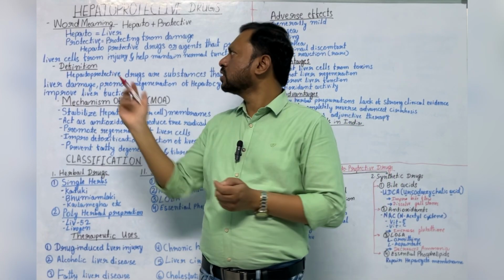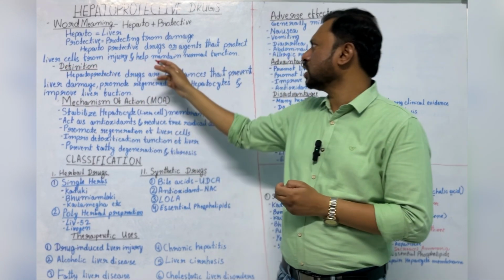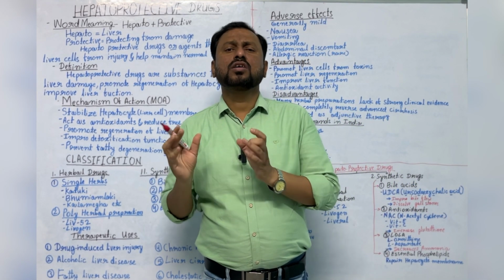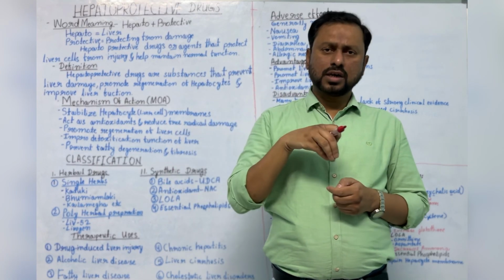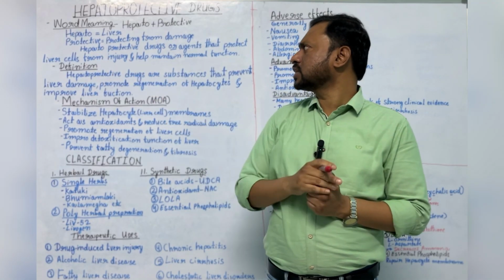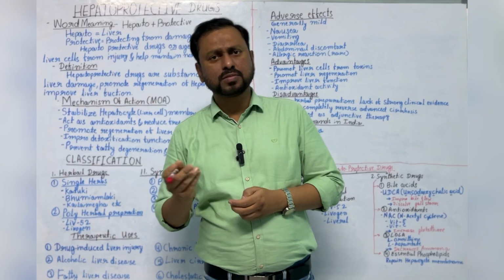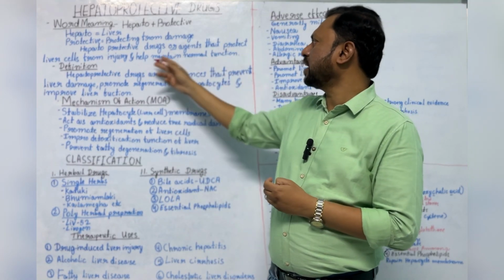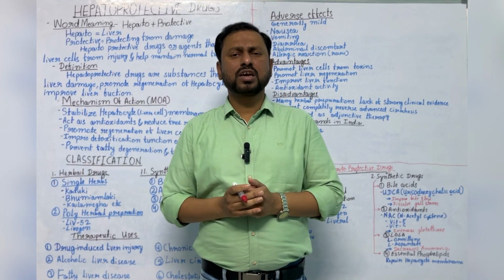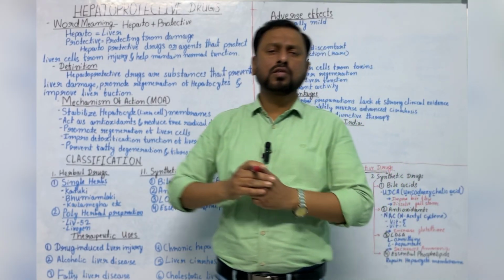Now, what it means: hepatoprotective drugs are the agents that protect the liver cell from injury and help to maintain the normal functions. It means that whenever you give these drugs, they protect liver cells from injury. For many reasons the liver cells become injured. These drugs will protect and also help to maintain normal function, whatever the functions of the liver are.